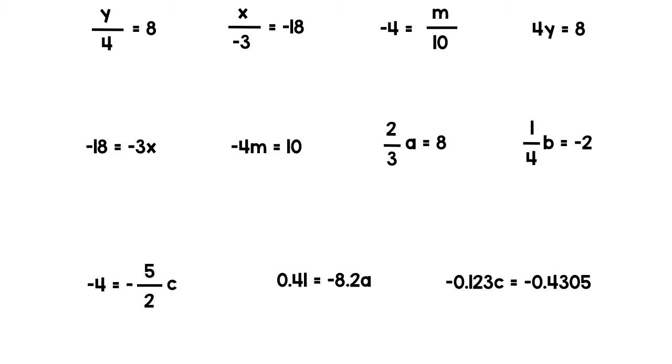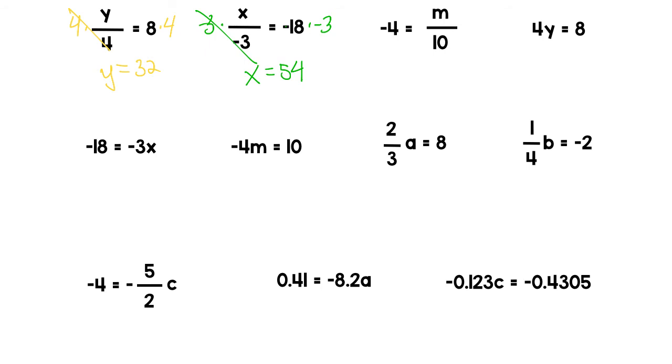All right, first one, y divided by 4. The opposite of divide by 4 is multiply by 4. 4 divided by 4 cancels out. We're left with y equals 32. Same thing here. X divided by -3. Opposite of divide is multiply. -3 over -3 cancels, and we're left with x equals positive 54, because negative times negative means positive.